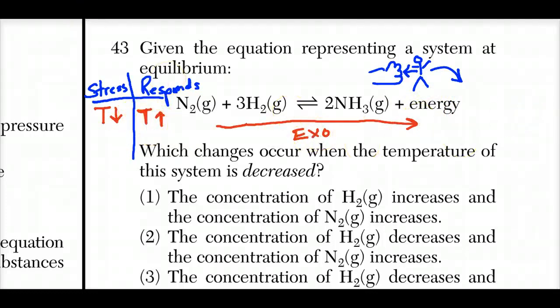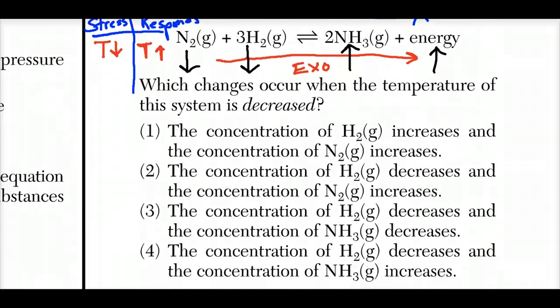Okay, so if that's the case, we know that the forward reaction is now faster than the reverse, or it shifts to the right. We know N2 gets used up, H2 gets used up, and we're going to make more ammonia, NH3, and of course more energy. Notice these are on the same team, on the same side. So what happens is the concentration of N2 and the concentration of H2 increases. That wouldn't make any sense because we're using it up. Concentration of H2 decreases, that's correct, and N2 increases. That doesn't make any sense. They would both do the same thing. They're both on the reactant side.